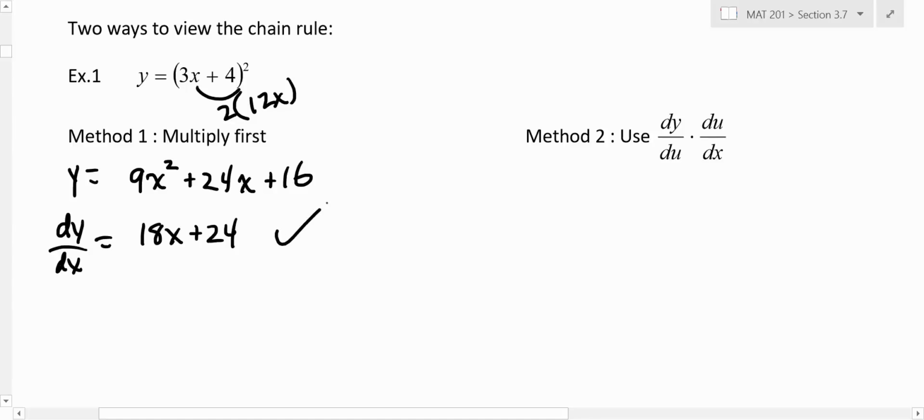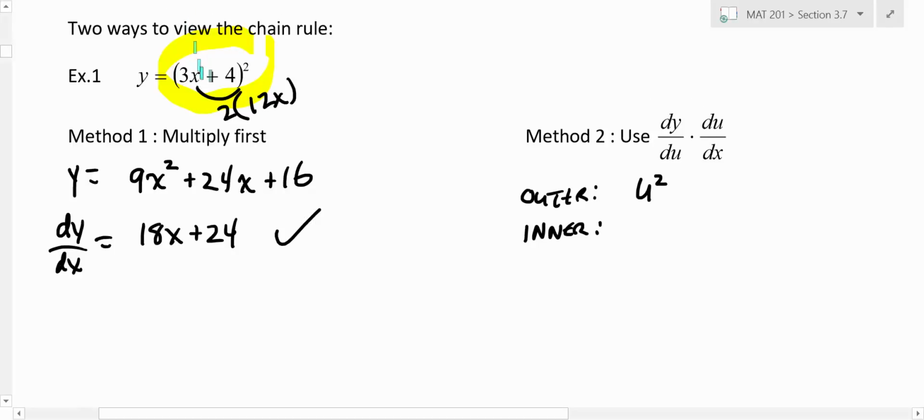So now what we're going to do is the chain rule in two different ways. First of all, you've got to look at that outer function and that inner function like this. The idea is the outer function is the big thing, the real big thing. You are doing something to the second power.